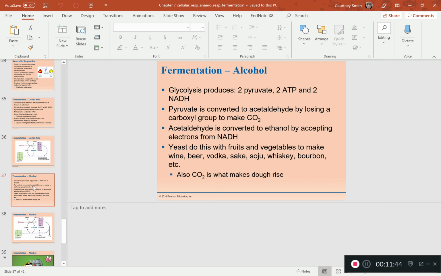And it does that by losing its carboxyl group, and it makes carbon dioxide. So the acetaldehyde is converted into ethanol, which is the alcohol part. And it does that because NADH was made during glycolysis. And we do this a lot whenever we're trying to make beer, vodka, whiskey, whenever we ferment.